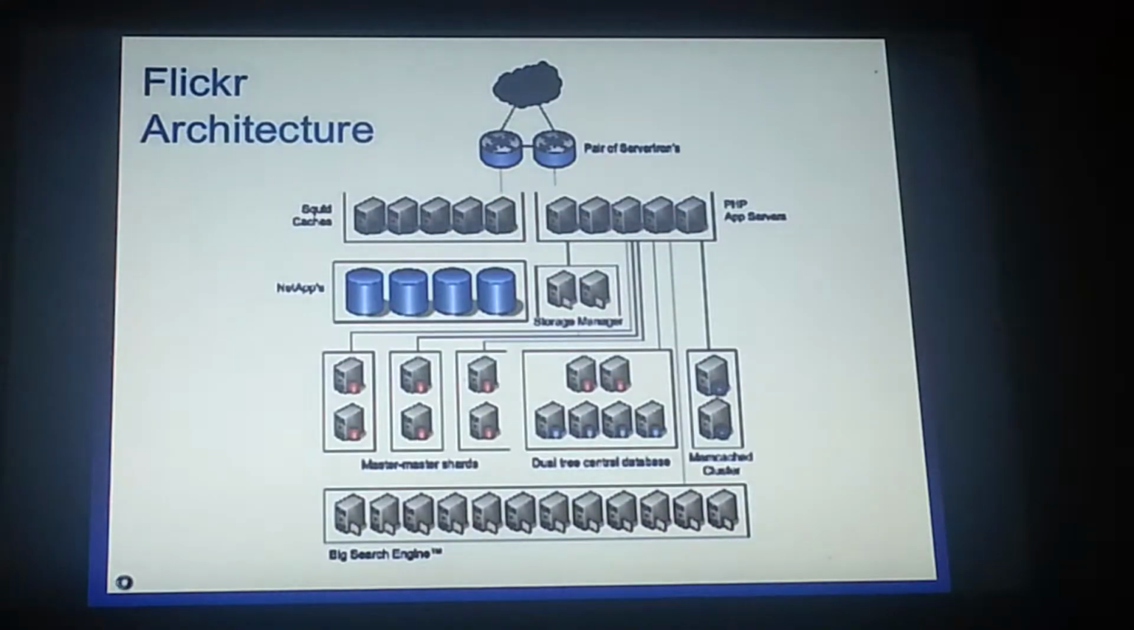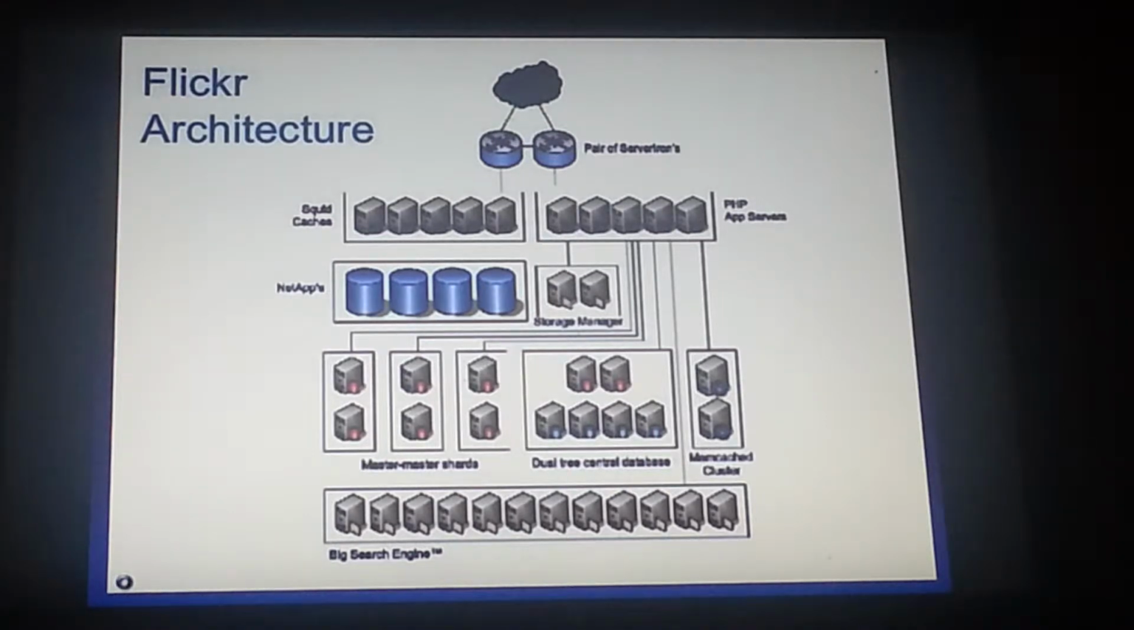Here is the Flickr architecture. On the top there is a pair of server irons. Server iron is used for load balancing switches, and it is used by many small and large organizations. And just below that we have squid caches. Squid caches are the proxy for the web. It supports HTTP, HTTPS, FTP, and can be configured for use with other protocols too.